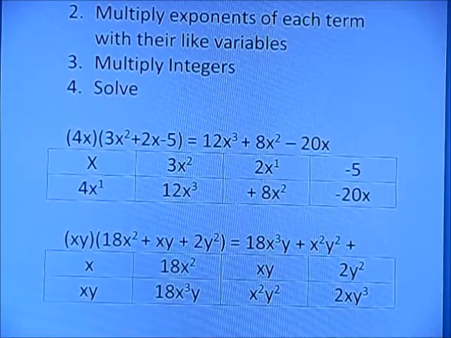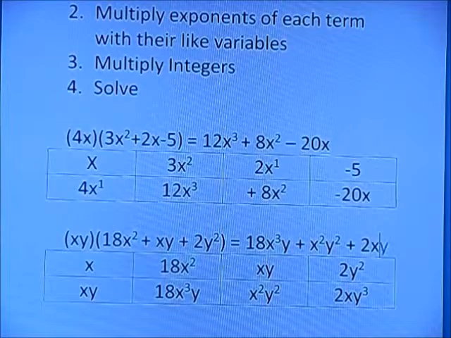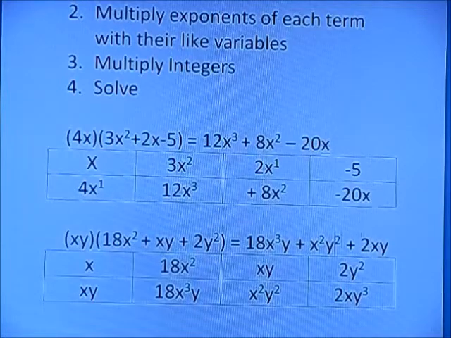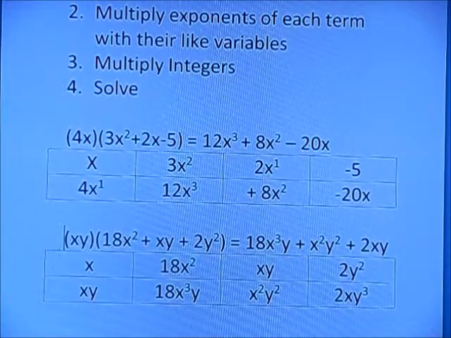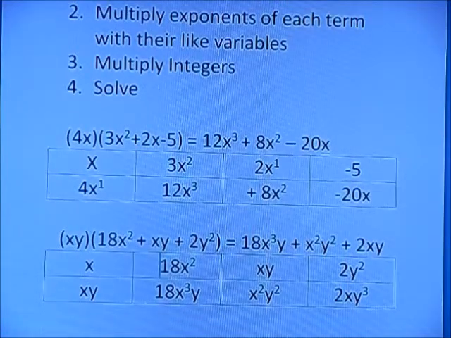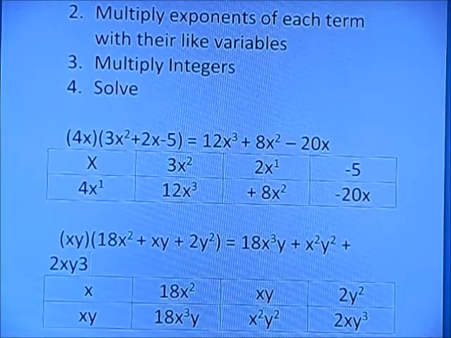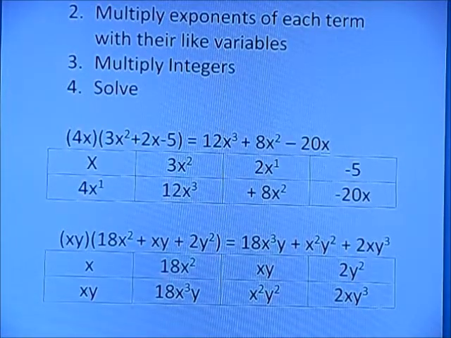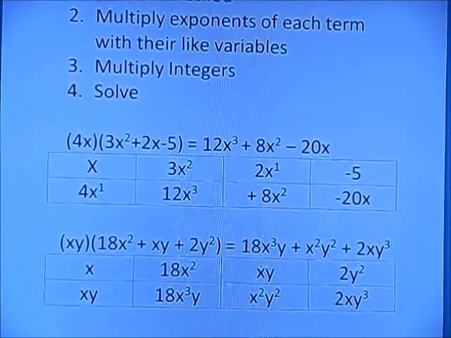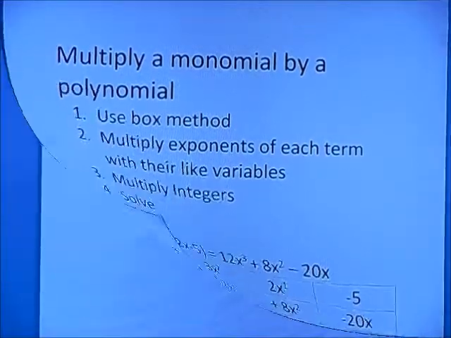And finally, 2xy cubed. Oh, it doesn't fit in the line. I'll just bump this one back. Okay, alright, now it should be fine. Cubed. Alright, there you go. That's how you multiply monomials by polynomials.